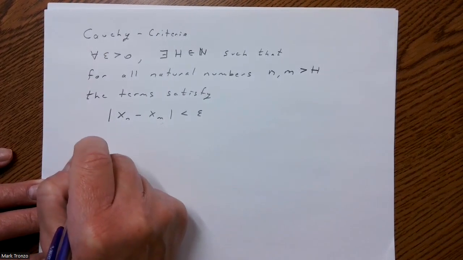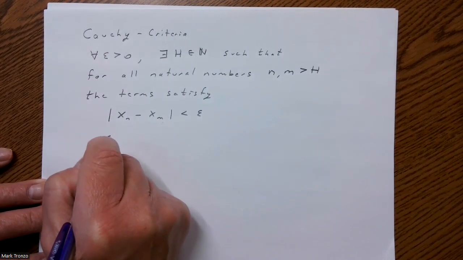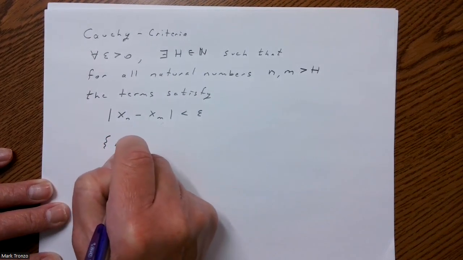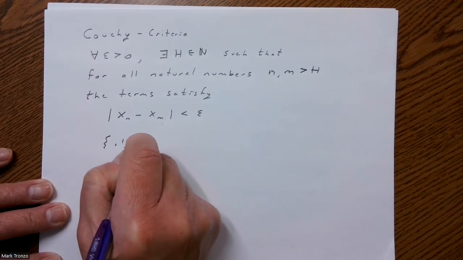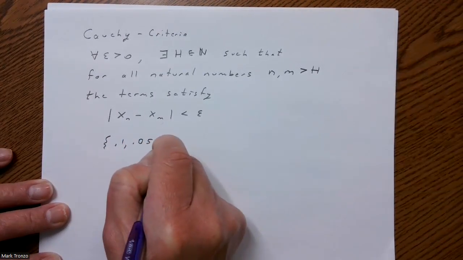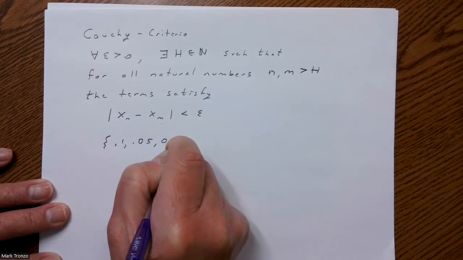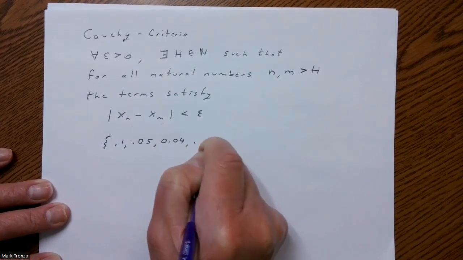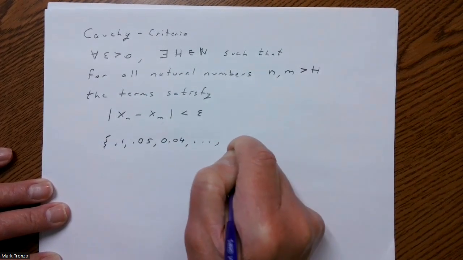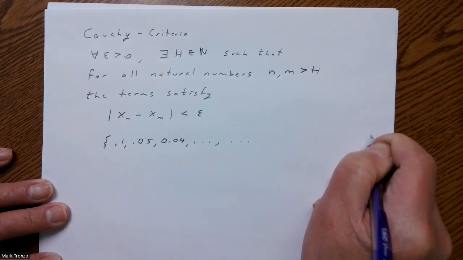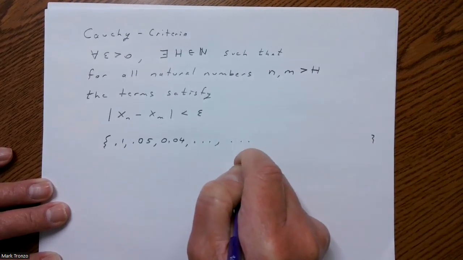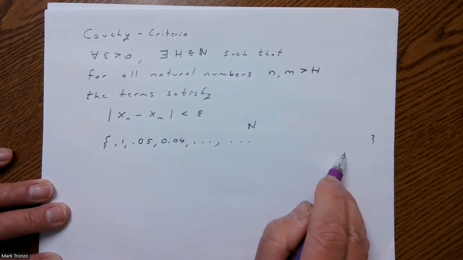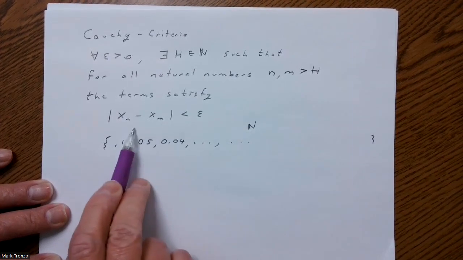And so what that means is that you could have a sequence with a whole bunch of terms. I'm just picking some numbers at random: 0.1, 0.05, 0.04, etc. And you pick an epsilon, and there's some number N beyond which all the terms are this close together.